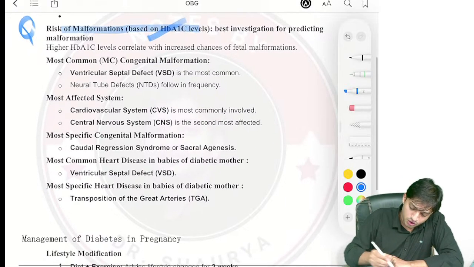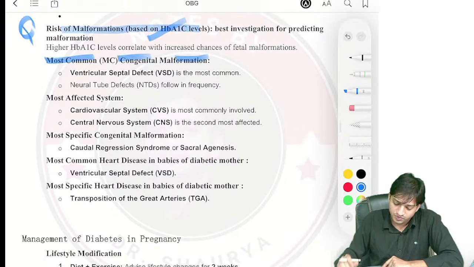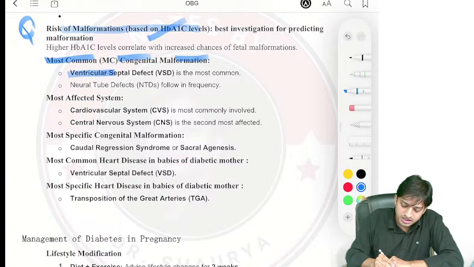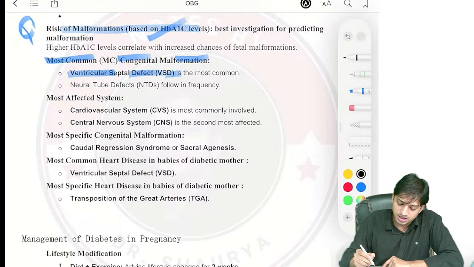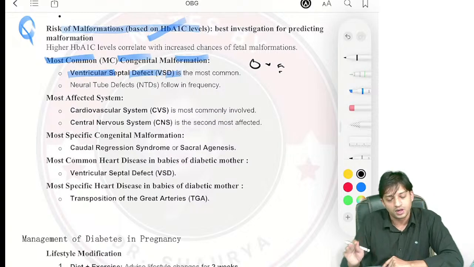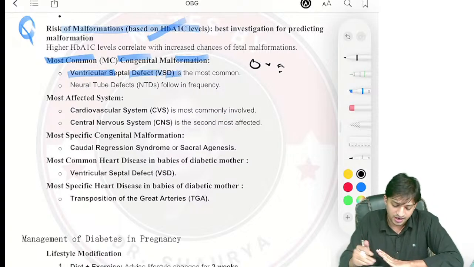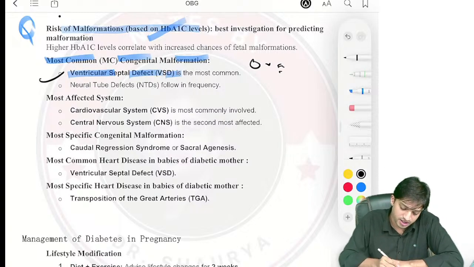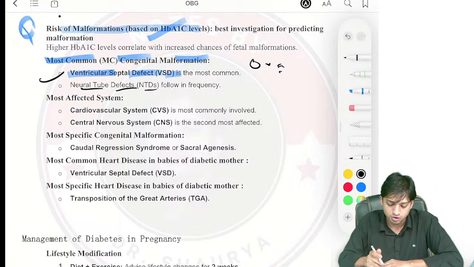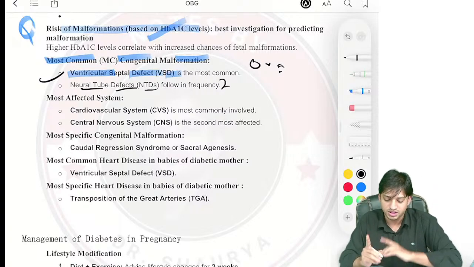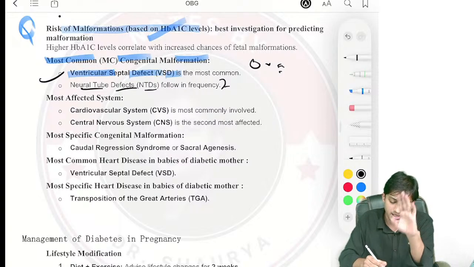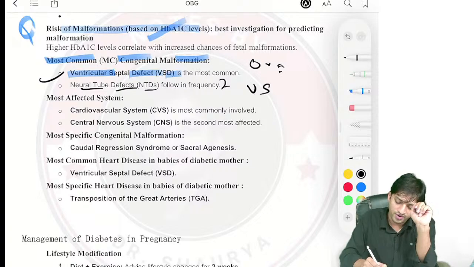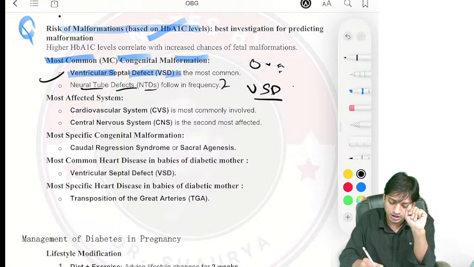Now just have a look. Most common congenital malformation, what will it be? It will be the ventricular septal defect in GDM cases. In overt diabetes or diabetic mothers, the most common congenital malformation is ventricular septal defect, and neural tube defects are also there but are lower in frequency. So if they ask you the most common congenital malformation, go for ventricular septal defect. If it is not in the options, the second best answer will be neural tube defect.